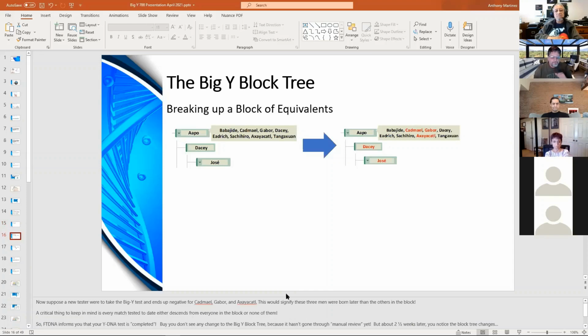All right. So now suppose a new tester comes in. We don't even know who this person is, but they take the test and they end up being a match, but they're negative for these folks in red, these three folks. These would signify that these three men were born later than the other men in this block. So a critical thing to keep in mind, and it took me a while to wrap my head around, is that every time someone takes a test and this happens, you either descend from everyone in the block or no one. So this would not stand. It would not show up in the block tree like this.